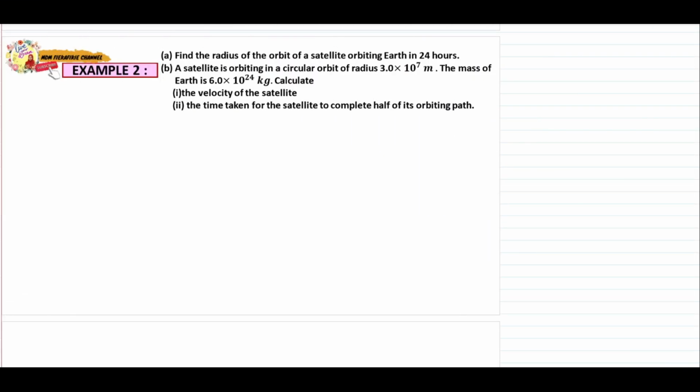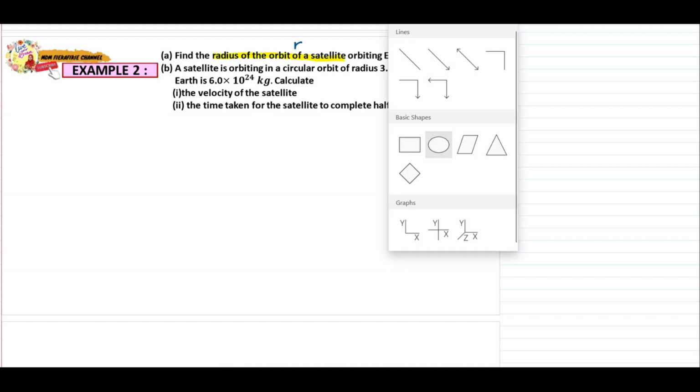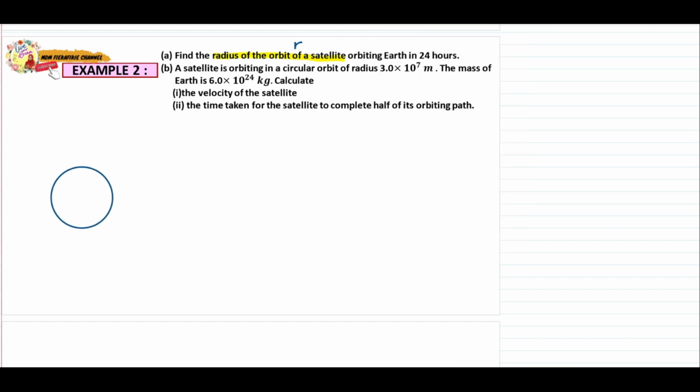Alright, example number 2. So A, find the radius of the orbit of a satellite orbiting Earth in 24 hours. Okay, so here we want to find what is the radius of the orbit of a satellite. So this is small r. Okay, so since we know that this is the Earth, for example, so let's say here we have a satellite. Okay, and let's say this is the mass of the satellite.